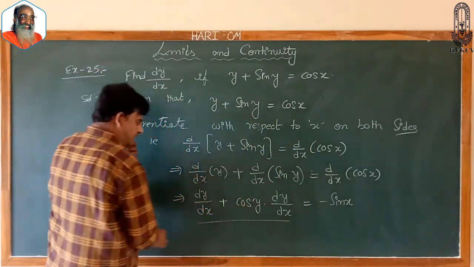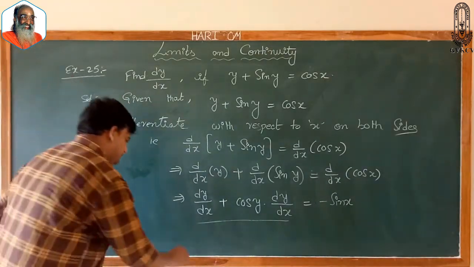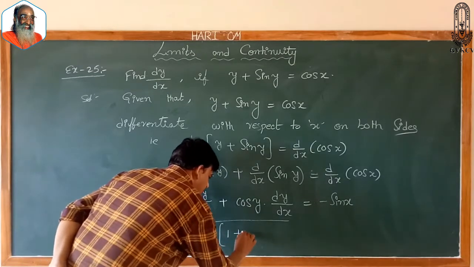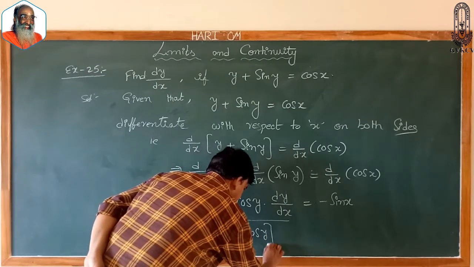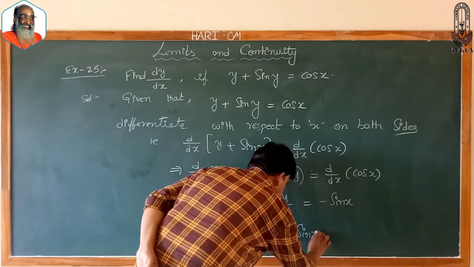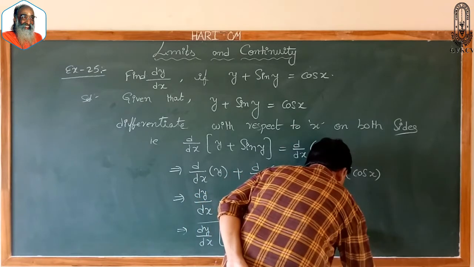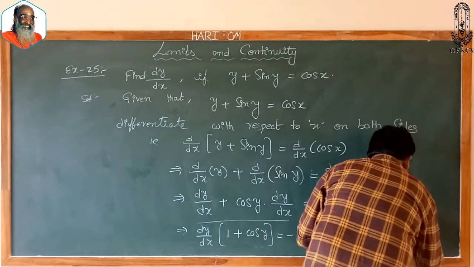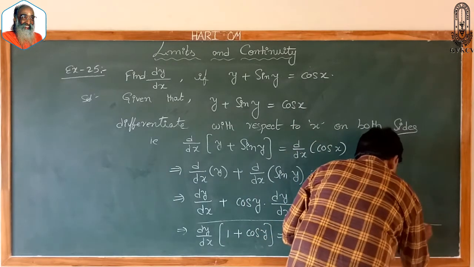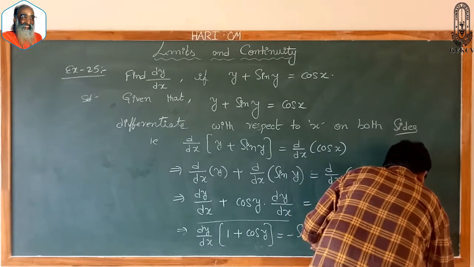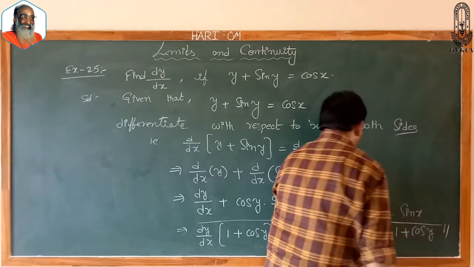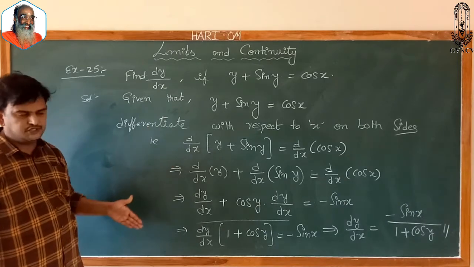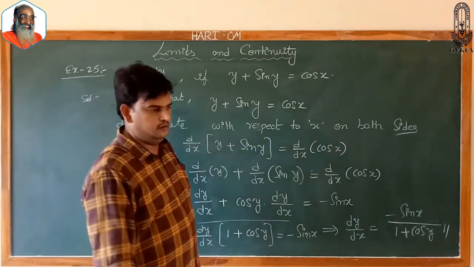Now from these two, I can take dy by dx common. So when dy by dx is taken common, I have 1 plus cos y is equal to minus sin x. That implies, they ask you to find only dy by dx. So here 1 plus cos y is multiplied, so it comes to this side and divides. So I have minus sin x by 1 plus cos y. This is nothing but dy by dx. So differentiating every step is very important here.